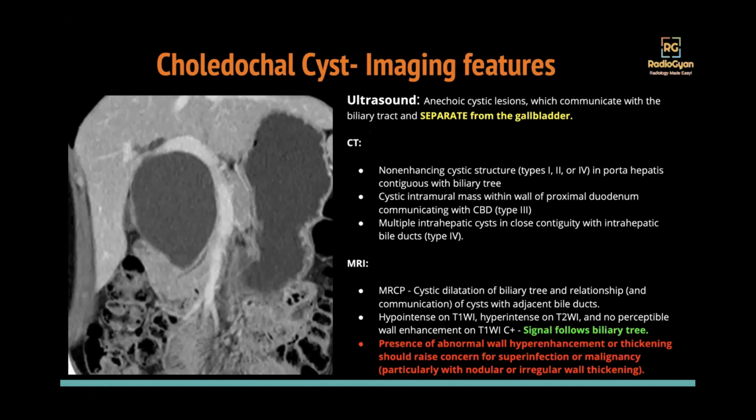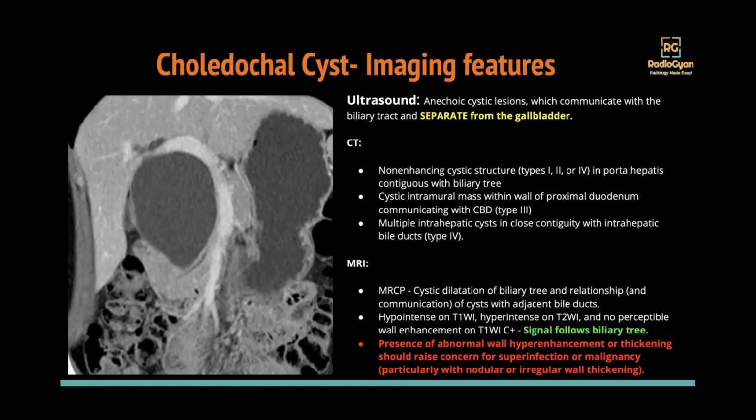On ultrasound, what you will see is an anechoic cystic lesion which communicates with the biliary tract. The important feature to remember is that we should see it separately from the gallbladder. The most common subtype of choledochal cyst is a type 1 choledochal cyst, which is cystic dilatation of the extrahepatic bile duct. So if you're doing an ultrasound and you see a cystic structure, you may confuse that with the gallbladder. So always make sure that if you are calling a choledochal cyst, always document the gallbladder separately from it.